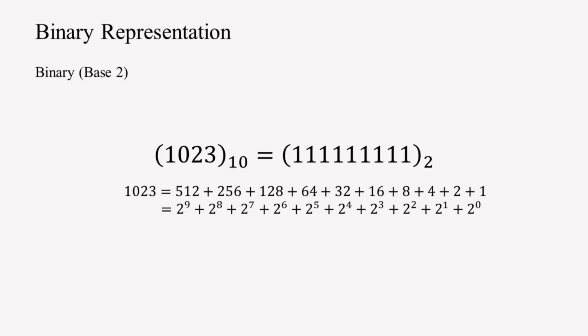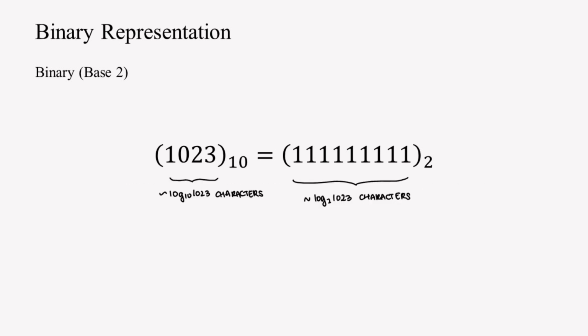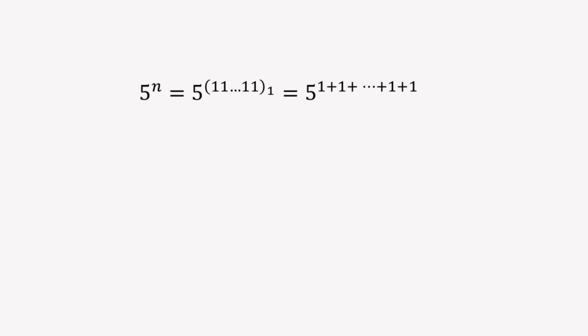What if we wanted our number both compact and frugal in its use of different symbols? We could use binary or base 2 notation. Here, each digit represents the number of powers of 2. The number n in binary has about log base 2 of n characters, which is more than log base 10 of n, but substantially less than n. Let's try to multiply 5 to the n quickly again. The standard process for multiplying 5 by itself n times is as though we were writing the exponent in unary. So let's try to write it in binary instead.